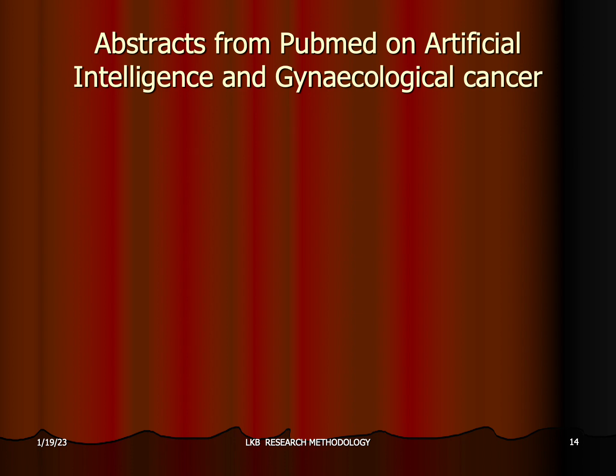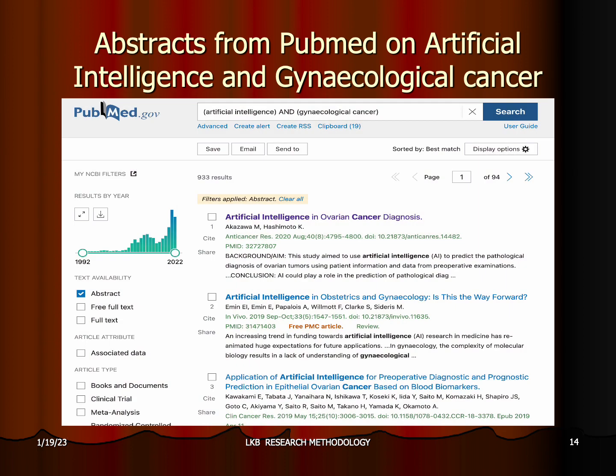And I want us to remember the topic we looked at on artificial intelligence and gynecological cancer. If you went to PubMed and keyed in a few of those keywords, artificial intelligence, gynecological cancer, you'll get a number of abstracts listed on that website, PubMed. I just cut a bit out of the results. You can see we had like 94 articles, so part of page 1 looks like that.